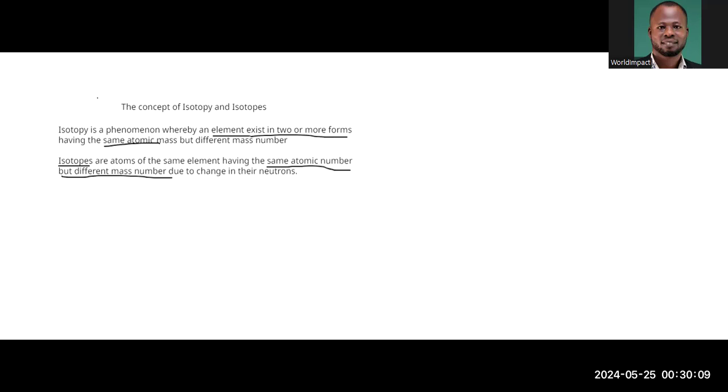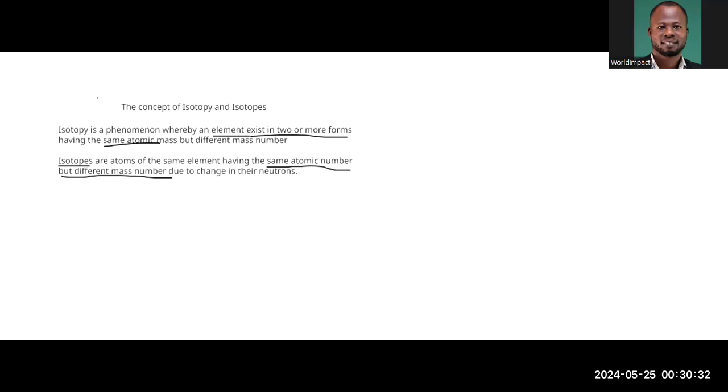The difference is that isotopy is the process whereby a particular element exists in two or more forms, in which the forms in which it exists have the same atomic number but different mass number. That's the concept of isotopy.